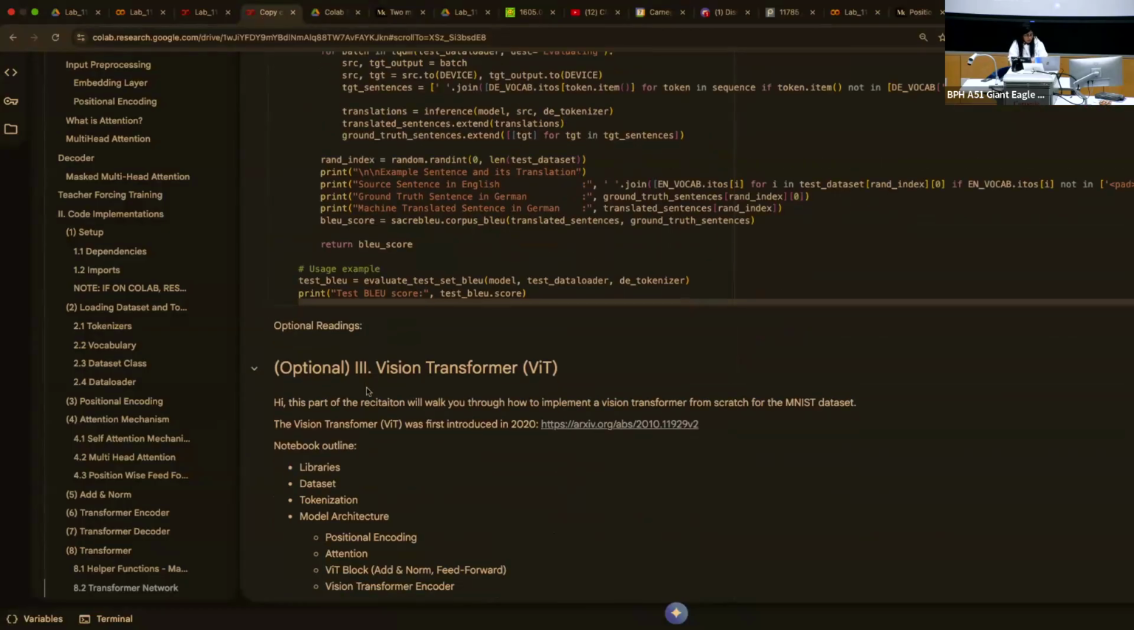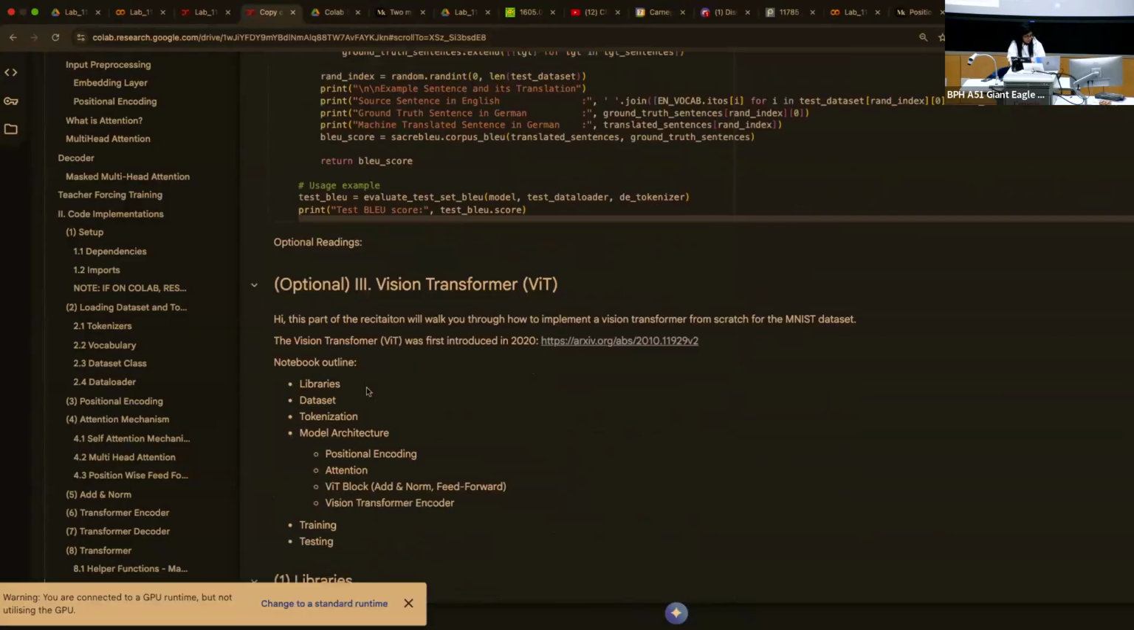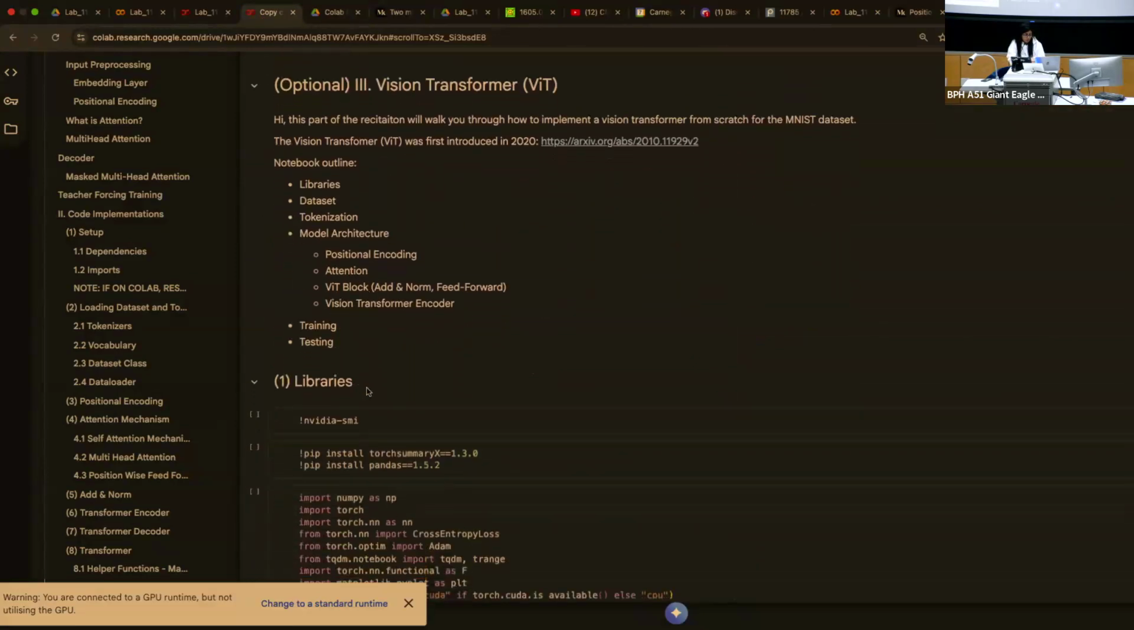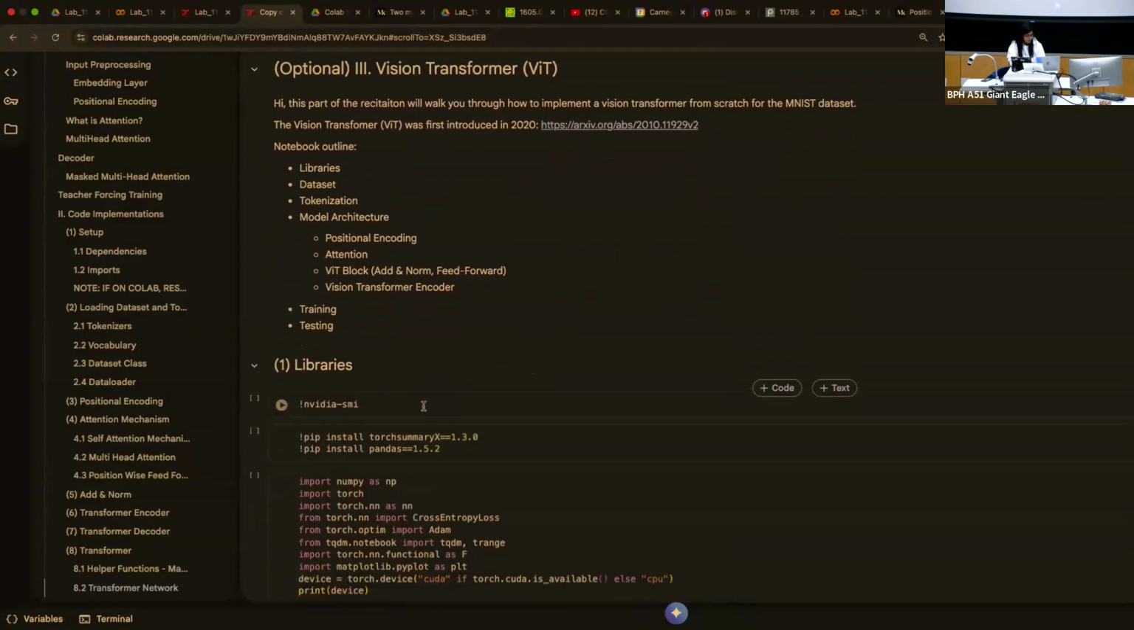Okay, so I also have some optional code at the end of the notebook for vision transformers. Please feel free to look at it. I'll be skipping it for this lab today.